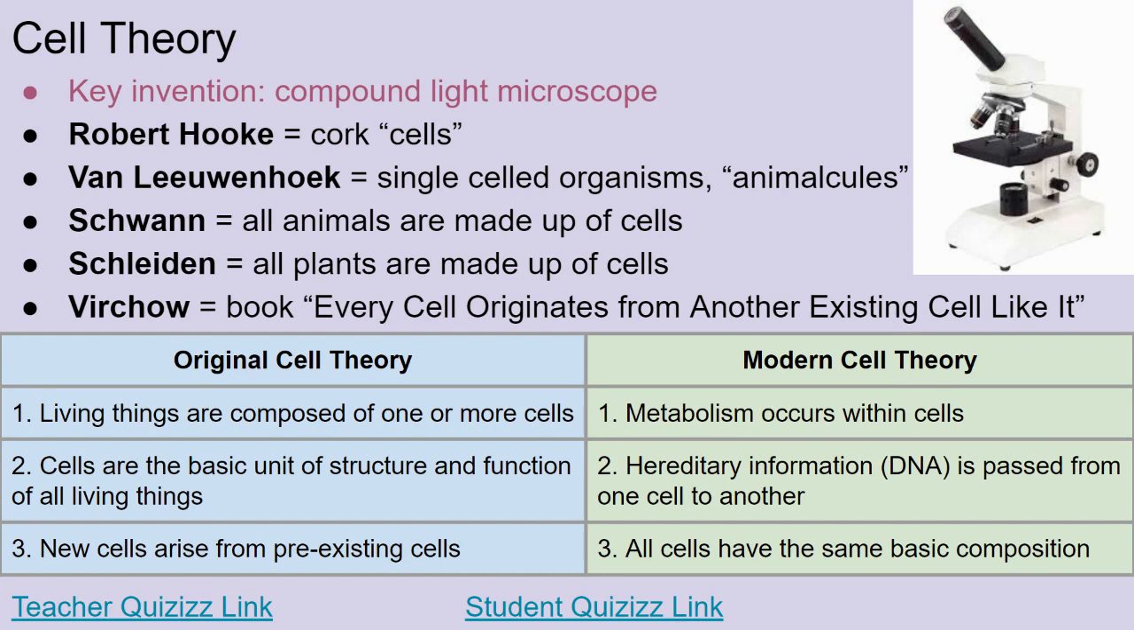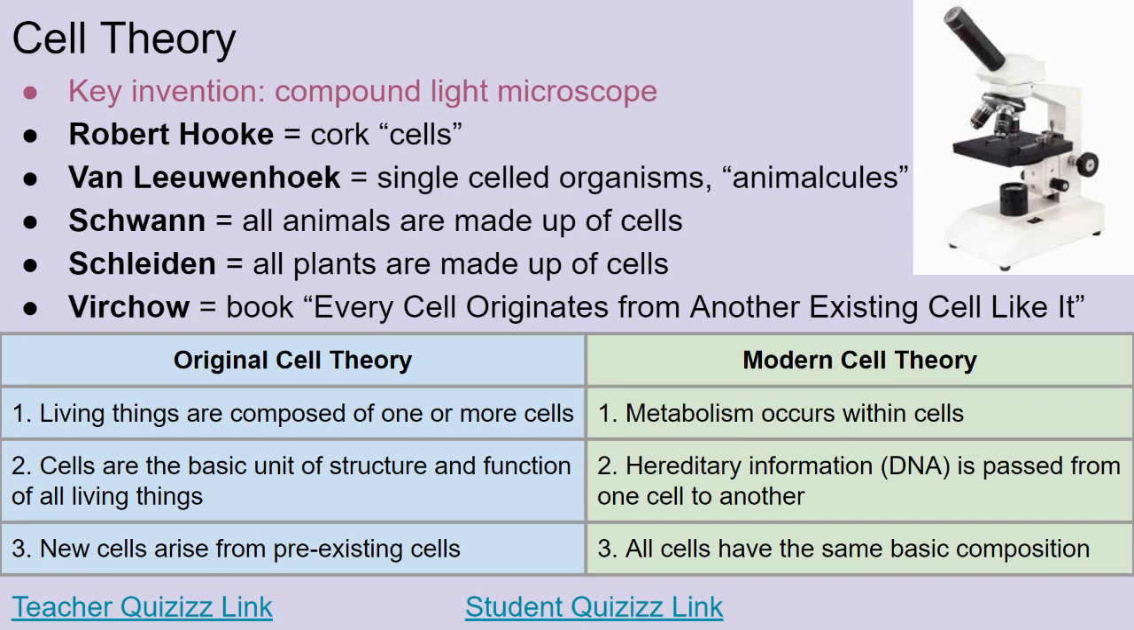The next two scientists were these two German guys, Schwann and Schleiden, and they determined that all animals and plants are made up of cells. Now, back in their time, we didn't really know about protists, bacteria, archaea, or even fungi. We thought they were a type of plant. So for them, saying that all animals and plants are made of cells, they were basically saying that all living things are made up of cells.